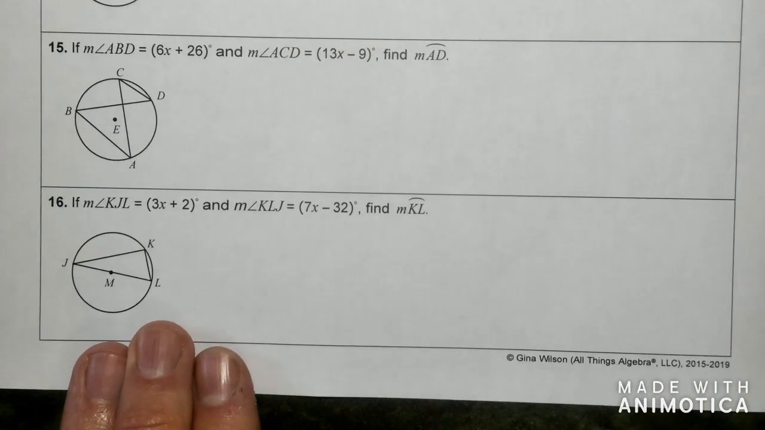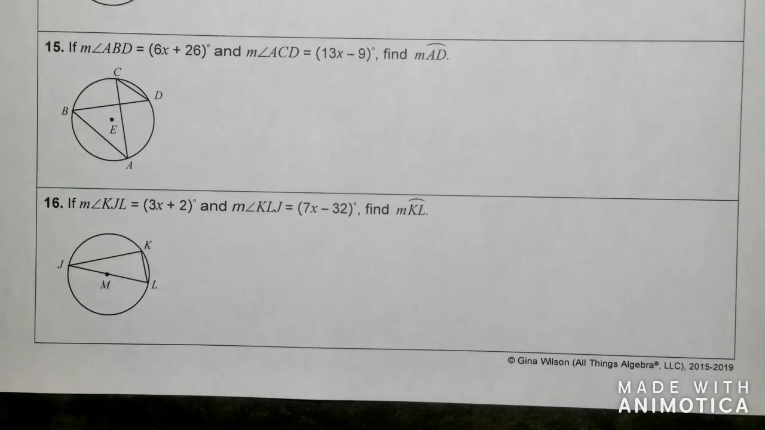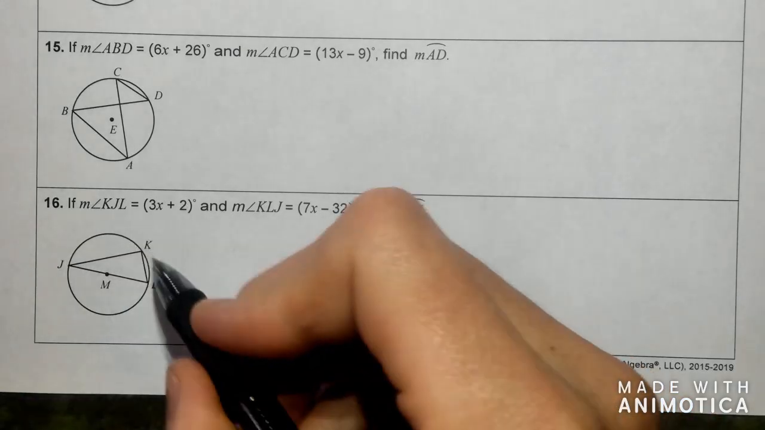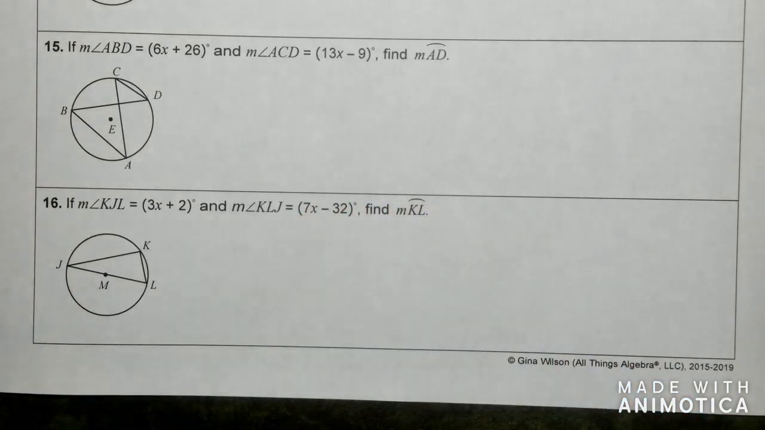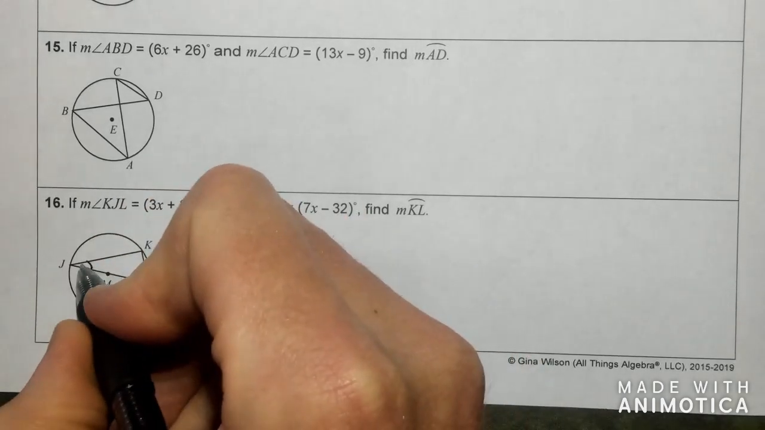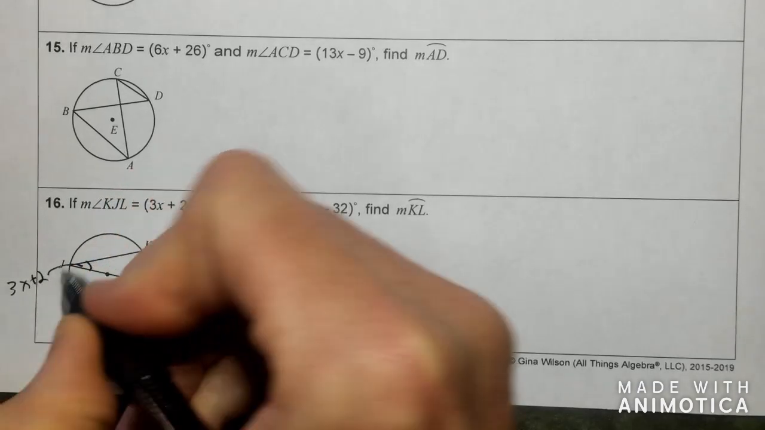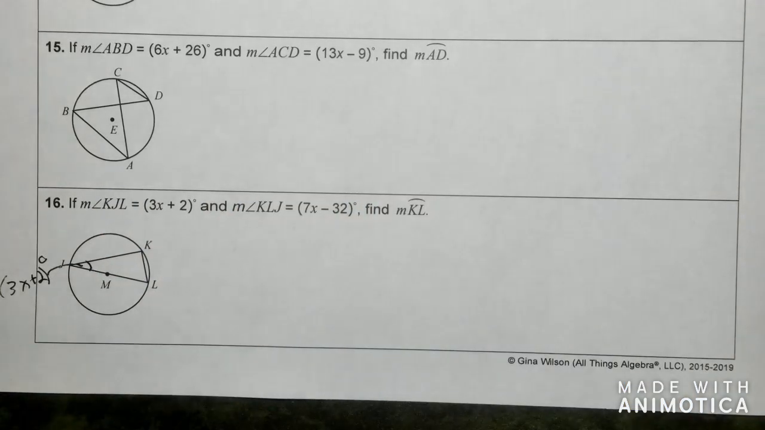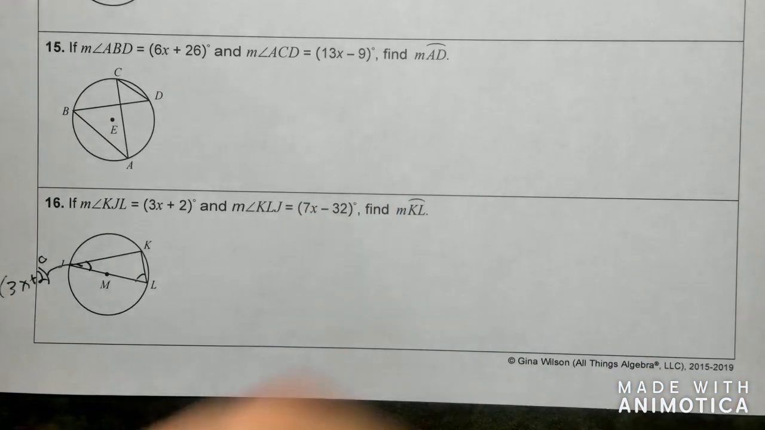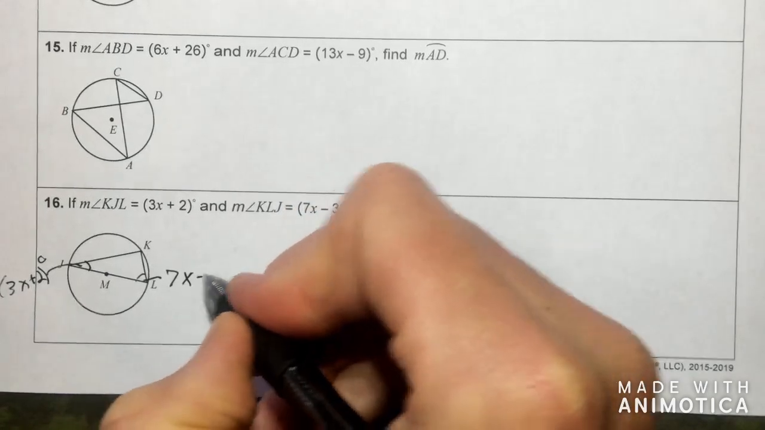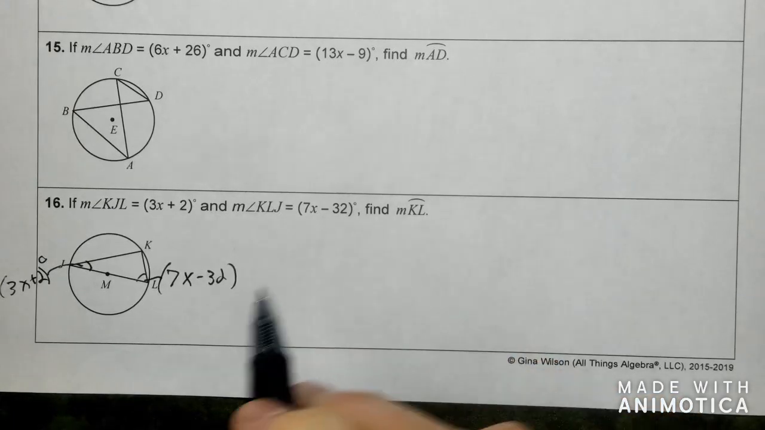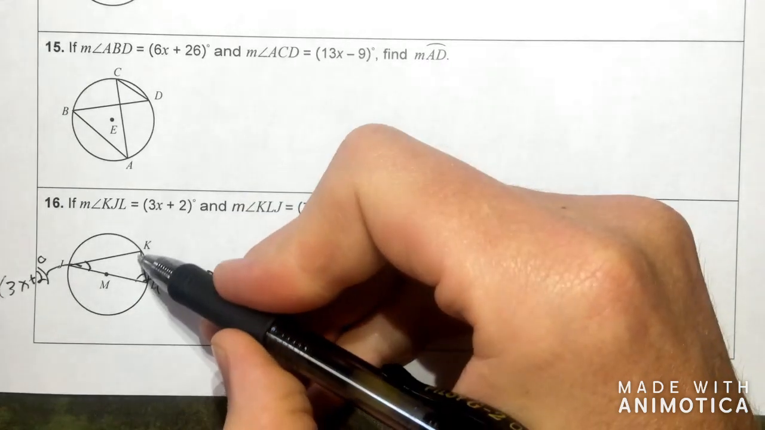Okay, the last one for 10.5, we're going to skip all the way down to the bottom and take a look at number 16. If the measure of angle KJL is 3x plus 2, so KJL is in here, that is 3x plus 2, and the measure of angle KLJ, so that's this one, is 7x minus 32. Find the measure of arc KL. So arc KL is this one.